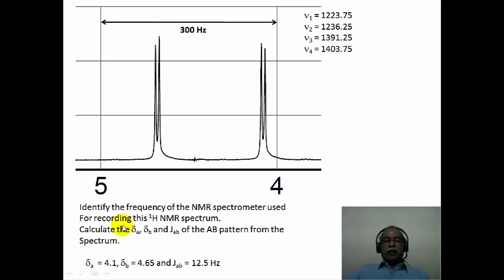I have done this calculation. Delta A should come out to be 4.1 and delta B should come out to be 4.65, and JAB corresponds to 12.5 Hertz, which is a simple arithmetic of subtracting these two frequencies, giving you 12.5 Hertz as the coupling constant value. So try to work out this problem yourself and satisfy yourself that the answer given is correct for the arithmetic needed to extract delta A and delta B as well as JAB from the spectral data given.